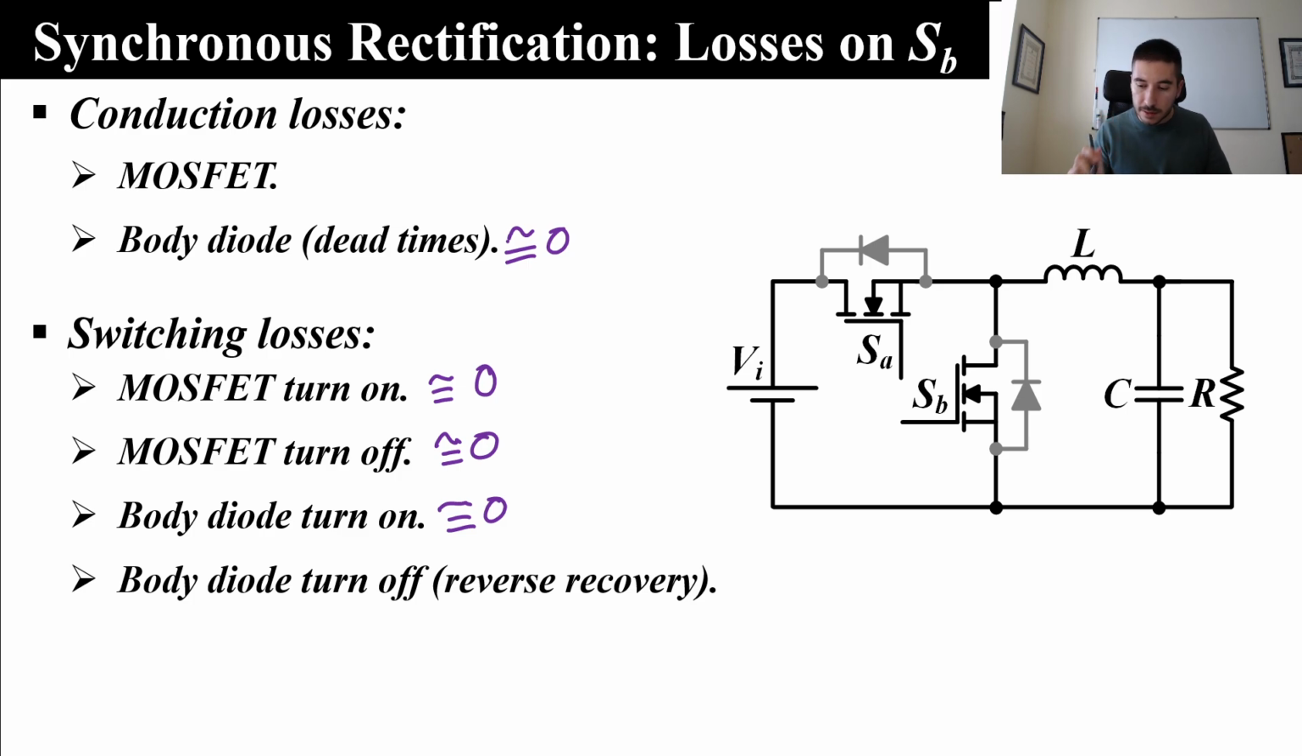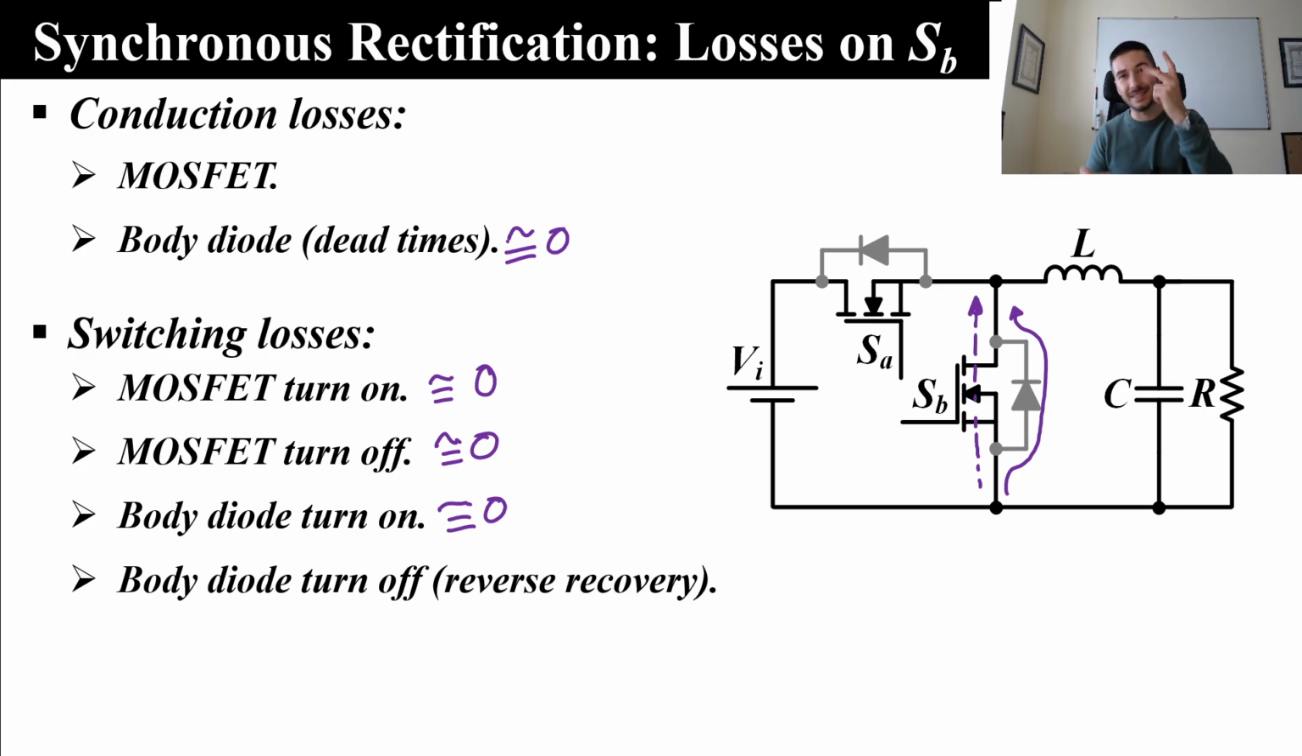And the turn off of the body diode appears 2 times per switching period, at the end of each dead time. At the end of the first one, the current was flowing in this way, and after the dead time, the current flows in this way. So in this situation, the reverse recovery is negligible because there is no voltage change.